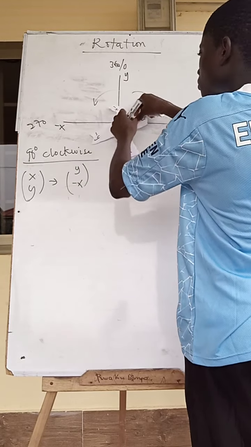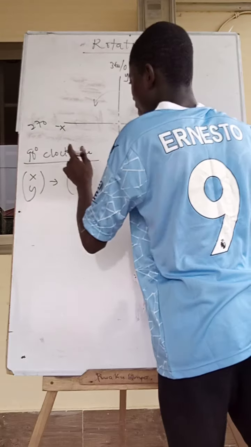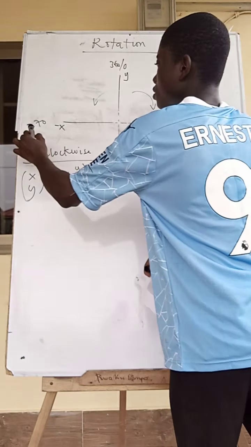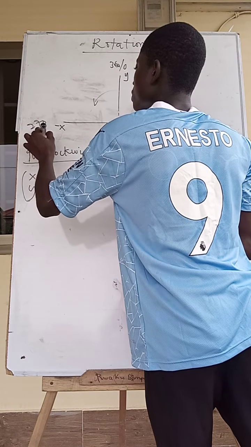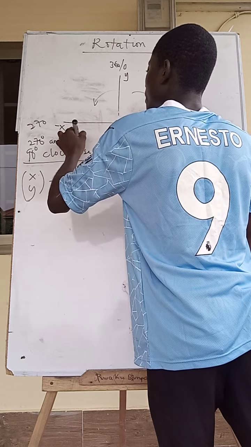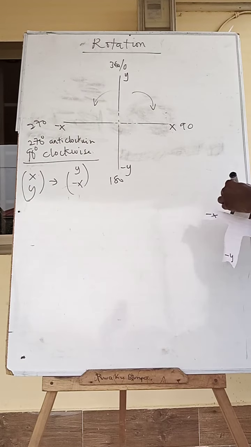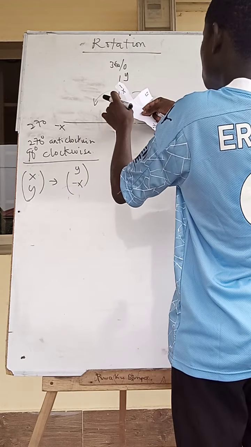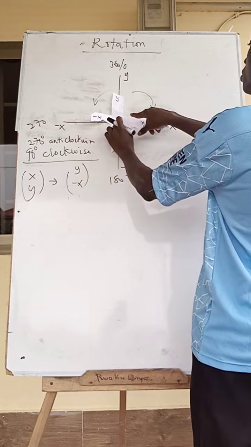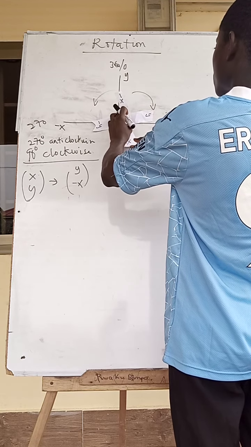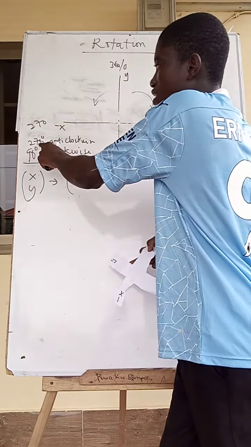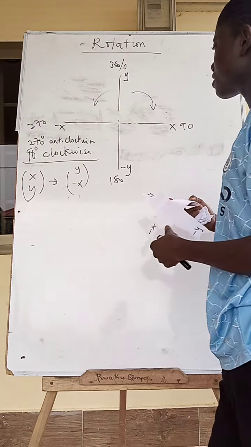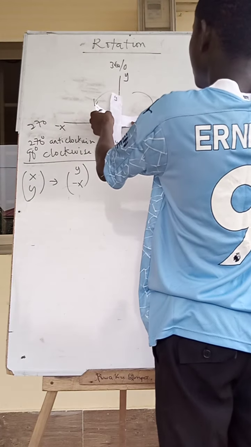Now let's try something. 90 degrees clockwise is the same as 270 degrees anti-clockwise. Let's see. x, y. We change it 1. It becomes y, negative x. Now let's go back. We are changing 270 anti-clockwise. We are going back 3 times. So 270. So here, this x, y.